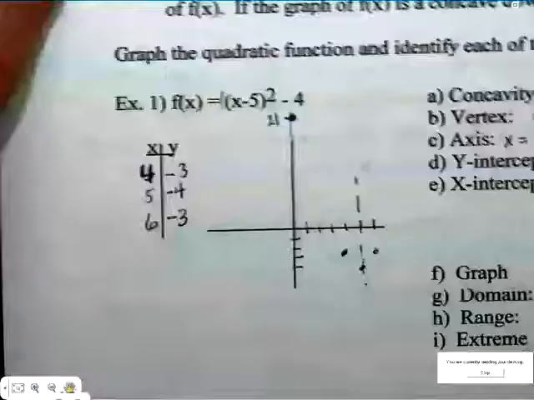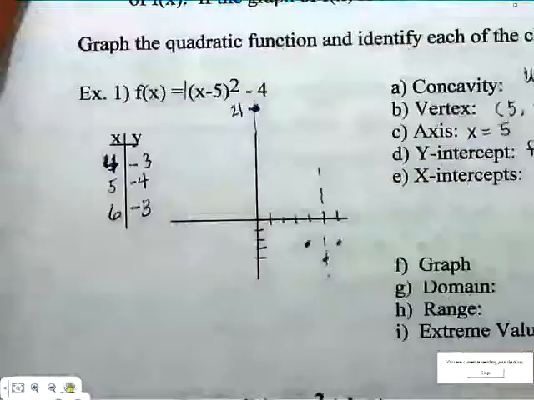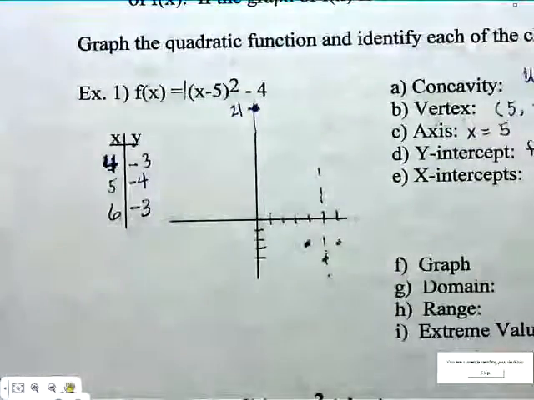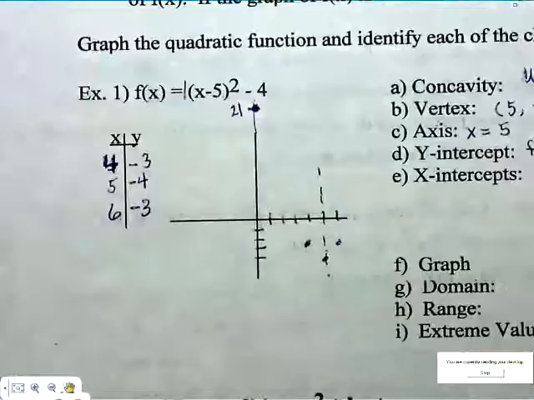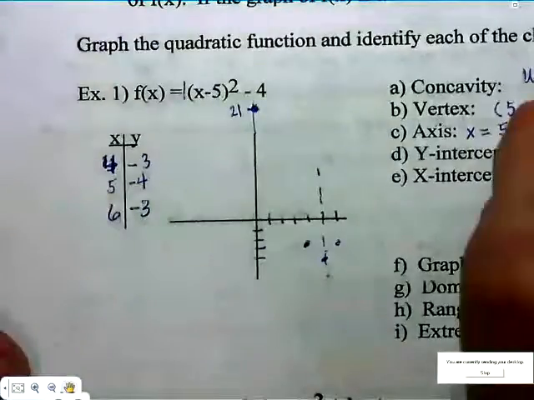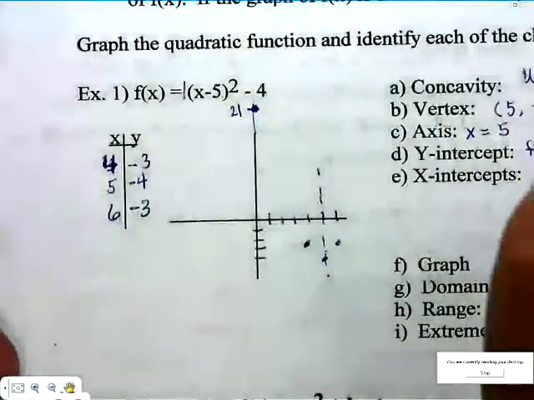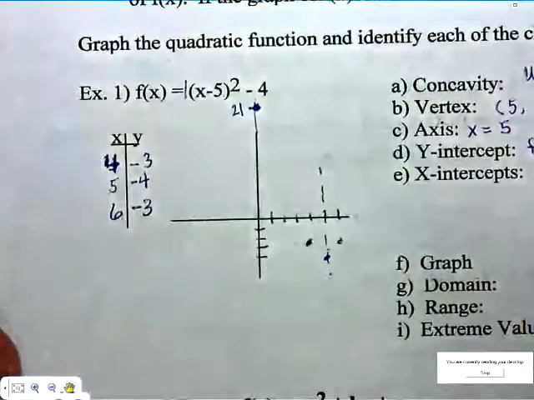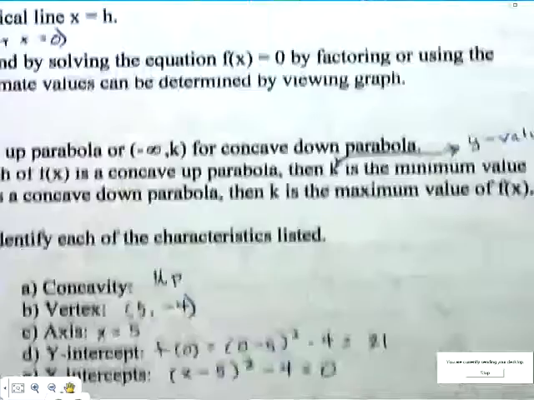I'm going to hold off on connecting the dots until I get my x-intercepts so that I can make sure I can make those look right on my graph. How do you always find x-intercepts? Let y be 0, or put the 0 in place of f of x. If you put 0 in place of f of x, you have (x minus 5) squared minus 4 equals 0, and that's a quadratic equation you need to solve.